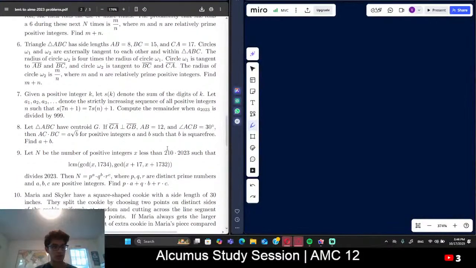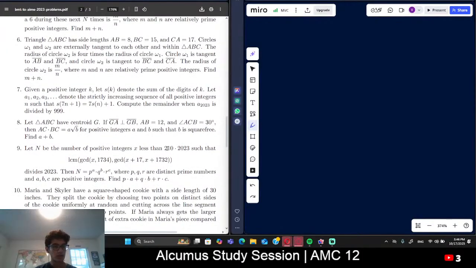There's 6, 8, and then 10. So let's try 8 first. 8 is obviously not going to be super easy. Actually, let's try 6. That seems easier, for the reason that it seems to be a right triangle because of the side lengths given. So this is like 8, 15, and 17.